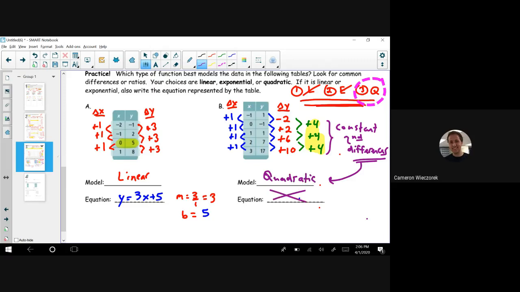Don't worry about the equation for this one. We're not going to worry about writing quadratic equations from a table. You just need to be able to identify with the gaps whether or not it is quadratic or not. And that goes for Math Excel as well.